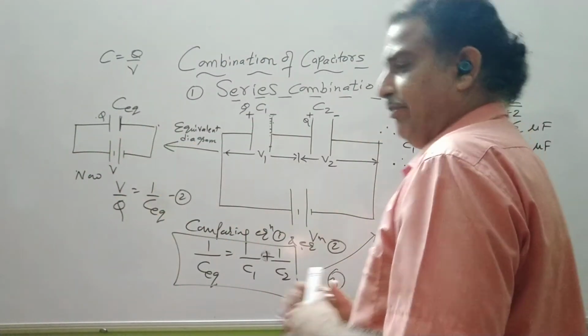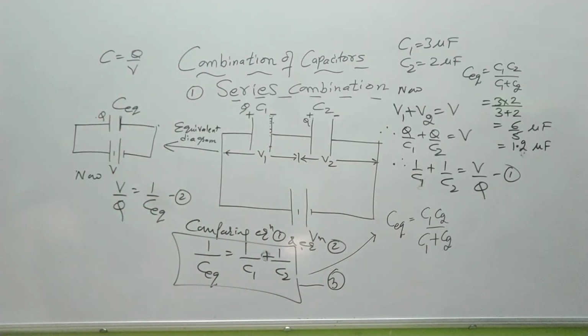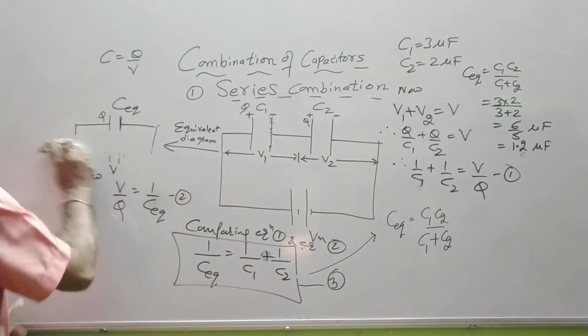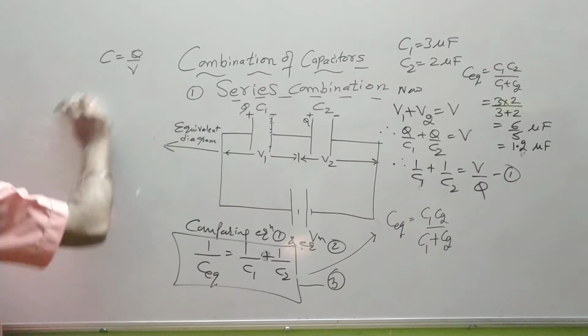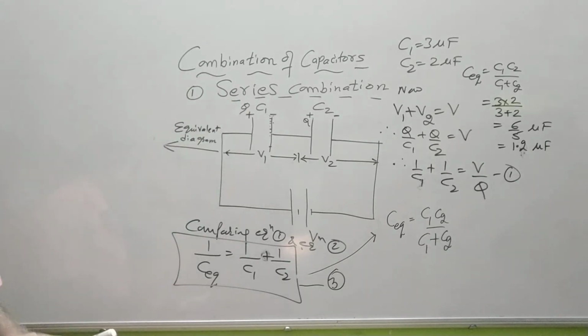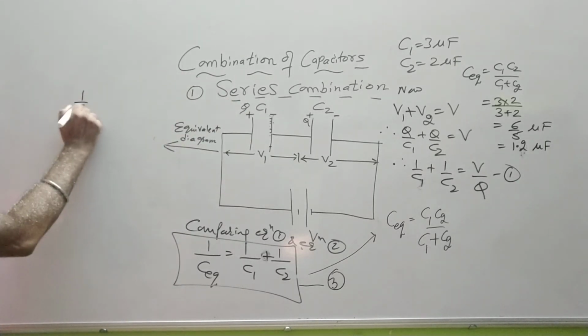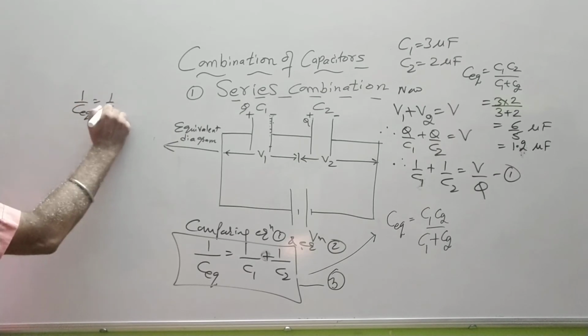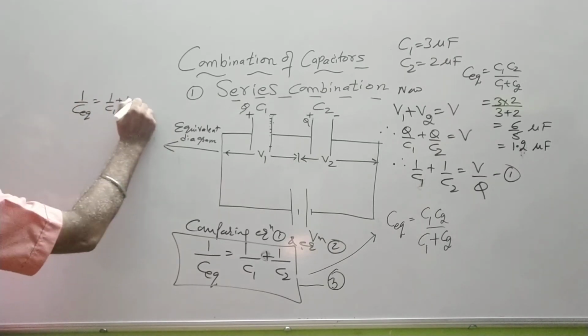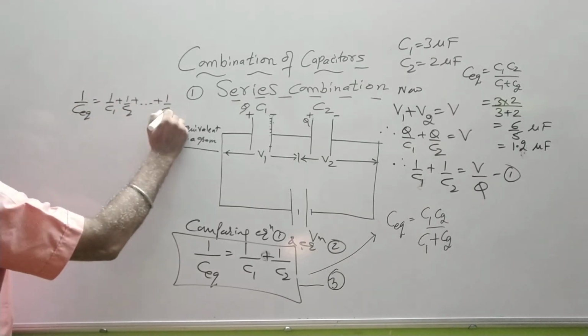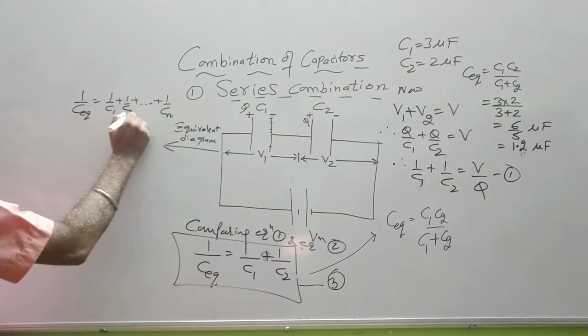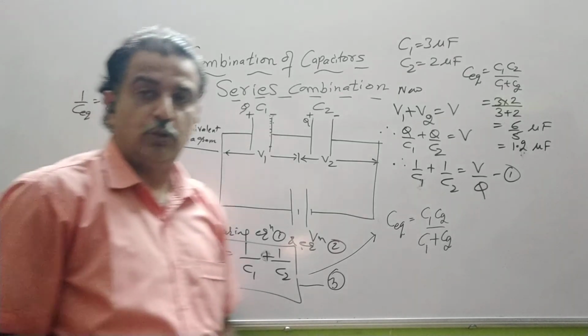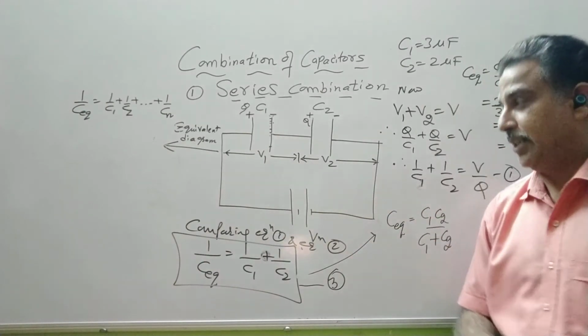Also, if there are n number of capacitors connected in series, so instead of these two capacitors there are n capacitors, I can write 1 upon C equivalent is equal to 1 upon C1 plus 1 upon C2 plus dash dash dash plus 1 upon Cn. So you can apply this to any number of capacitors.